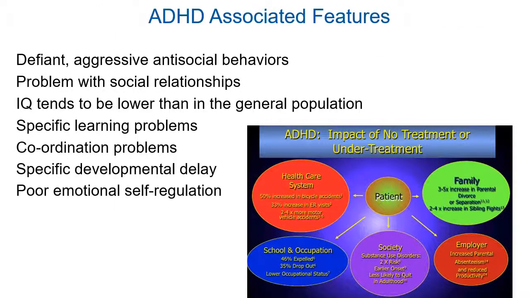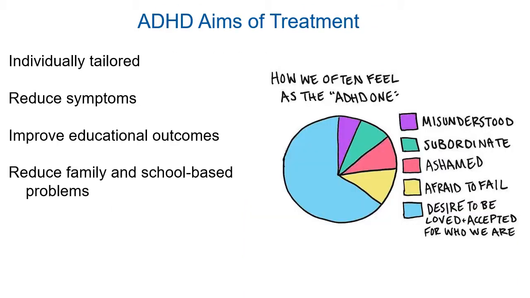There are also several associated features of ADHD, and this is going to include problems with social relationships. They tend to have a lower overall IQ score, which leads to learning difficulty, as well as poor emotional regulation. Now, the goals of ADHD treatment are overall to reduce symptoms, improve educational outcomes, and reduce problems within schools and families. And this is going to require an individually tailored treatment regimen, which is going to be individualized for the given patient.